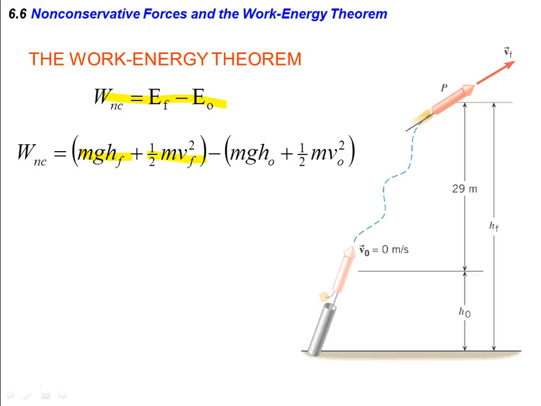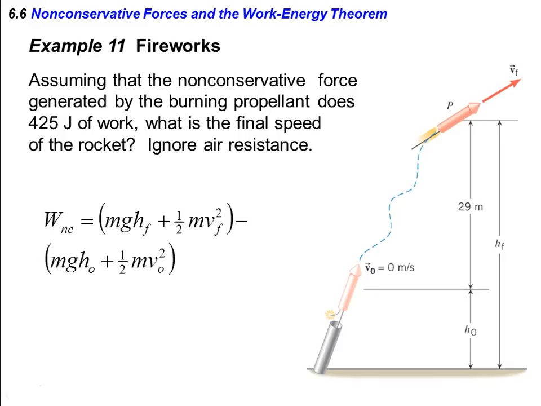Now, you will find later that there are some other energies that we could have, such as elastic potential energy and chemical potential energy and even thermal energy. But for right now, we're just going to deal with these two types of energy. Let's look at an example here using this rocket. Let's assume that the non-conservative force generated by burning the propellant of this rocket does 425 joules of work. We want to know, what is the final speed of the rocket?